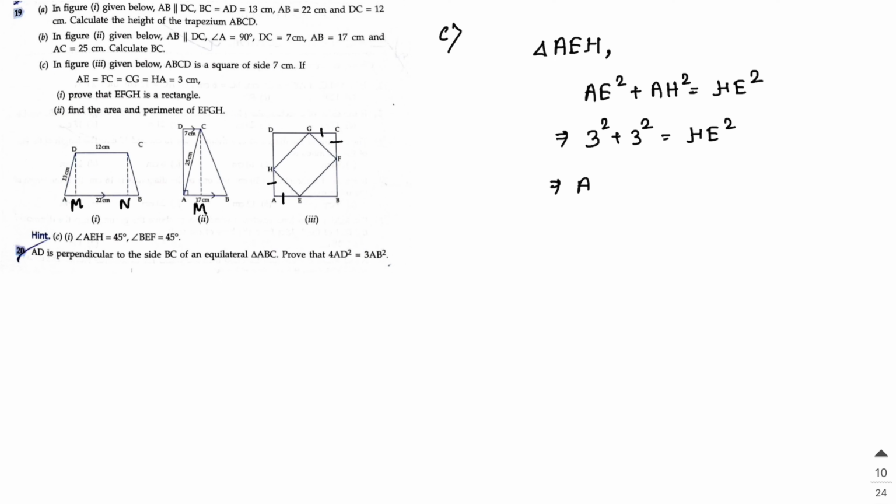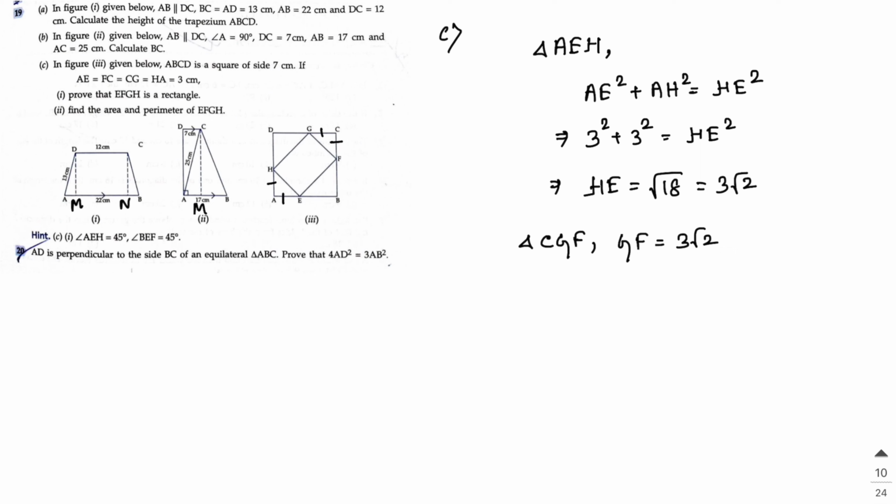So you can write down here HE equal to root 18, or you can write down 3 root 2. So as here HE equal to 3 root 2, then definitely from the right angle triangle CGF, you can also write down here GF equal to also 3 root 2. Okay, now the next one.